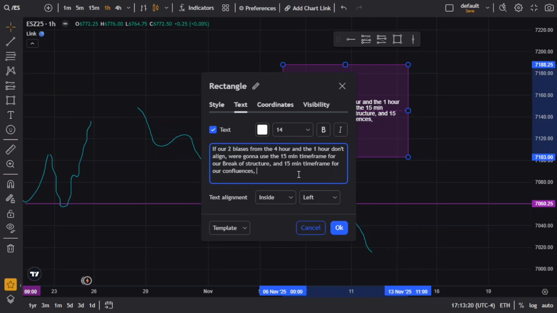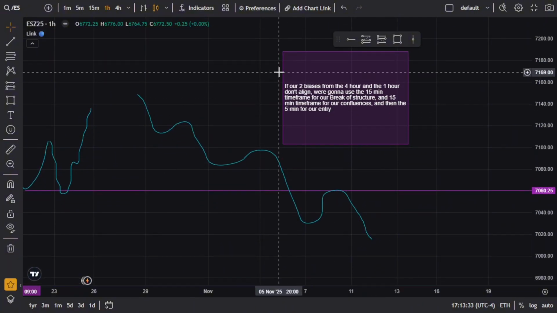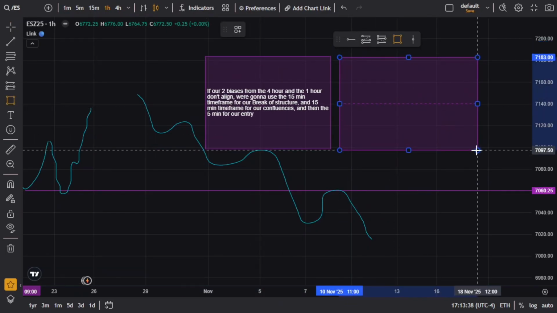15-minute for our confluences. And then the 5-minute for our entry. Alright, that's if they don't align. Right? That's if they don't align. How do I move this? Move. Get over here. We're going to do the same thing, but the opposite.